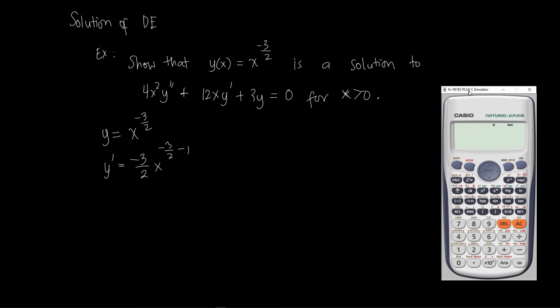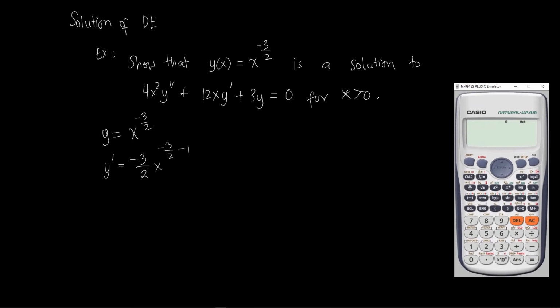Okay na itong negative 3 halves, okay na yan. Yung exponent na lang natin, negative 3 halves minus 1, that is negative 5 over 2. So, we have negative 5 over 2. Meron na tayong first derivative. Ano pa yung kulang? We have second derivative. So, hahanapin pa natin yung second derivative ng ating function.